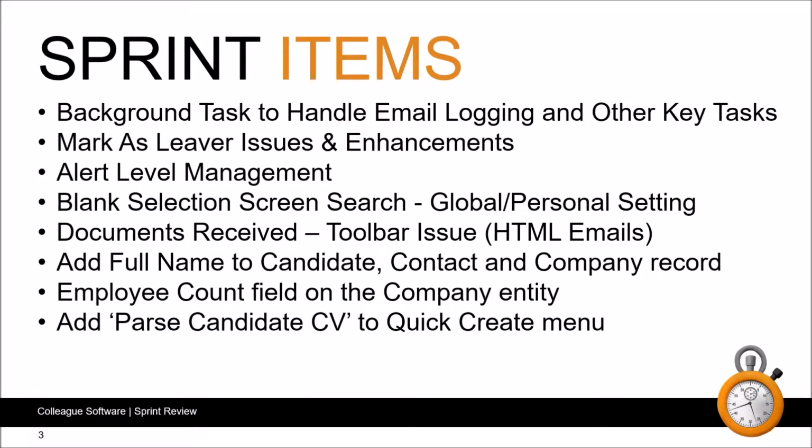We've resolved a bug which was happening on documents received when previewing a certain type of HTML email. We've added the full name to the candidate, contact and company record. This is present in the main toolbar, but was raised enough times for us to understand that we needed to put it in the entity itself. And as two minor points, we've now added the employee count field to the company record, and there's now an option to parse a candidate CV from the quick create menu.